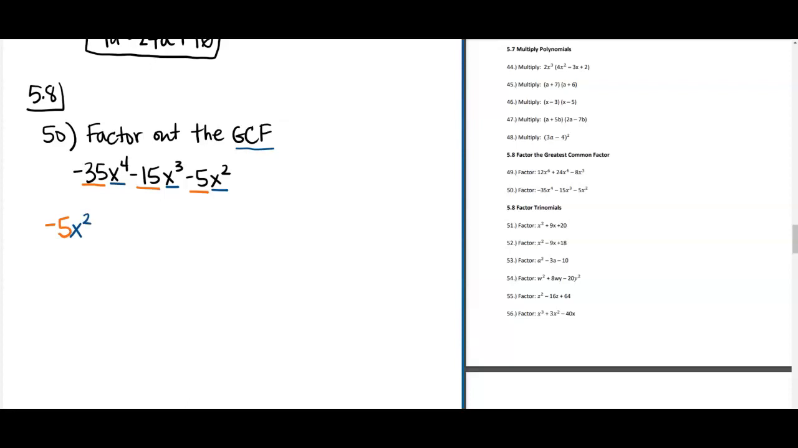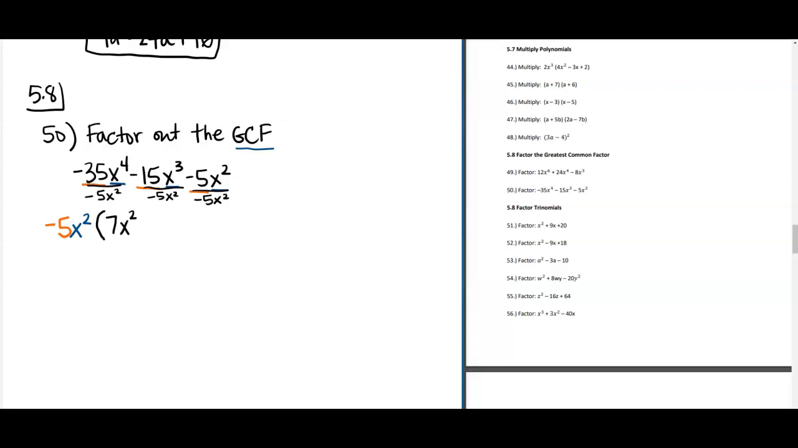Okay, so negative 5x squared is my GCF, and then in parentheses next to it, you're going to write your leftovers, because what you're basically doing here is dividing each of these terms by negative 5x squared. That's what I mean by factoring it out. It's really division that's happening there. So if you try to simplify this first term, negative 35 divided by negative 5 is 7. x to the fourth divided by x to the second is x squared.